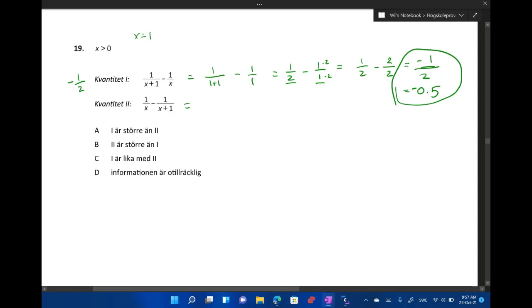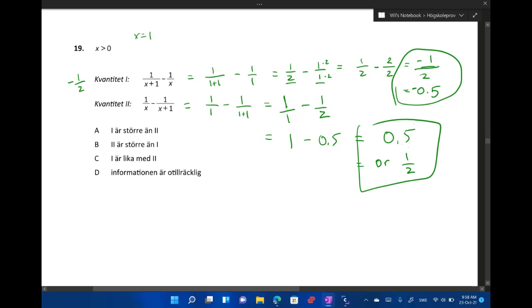Let's replace x in the second equation with 1. So we have 1 over 1 minus 1 over 2. This is the same as 1 minus 0.5, for example, which is 0.5, or 1 over 2. And since this number is positive, we can say that quantity 2 is bigger. So the answer is B.